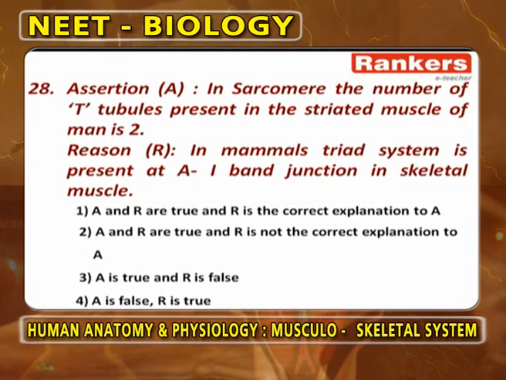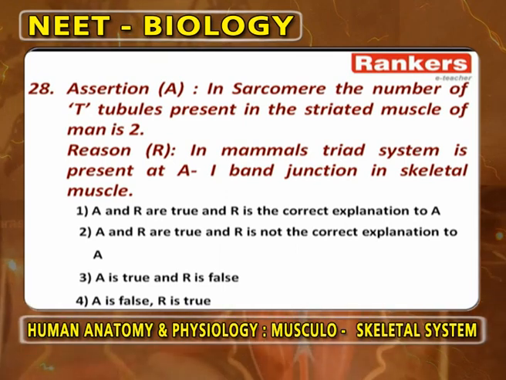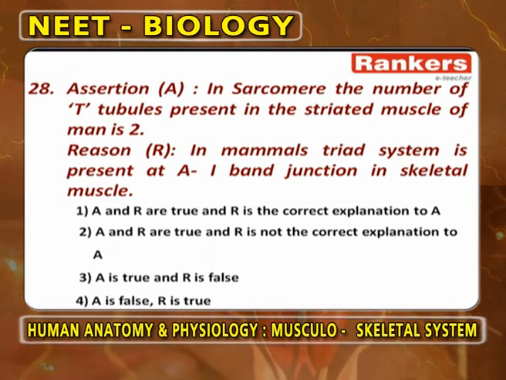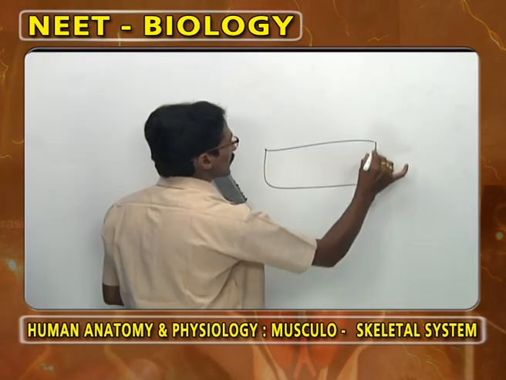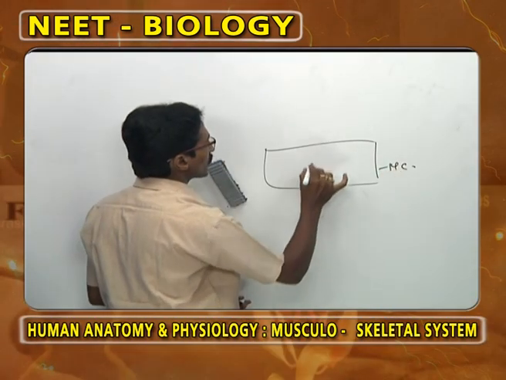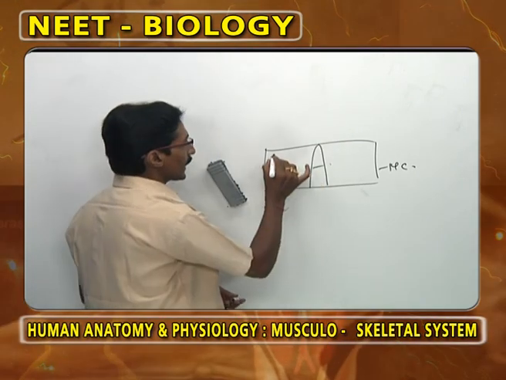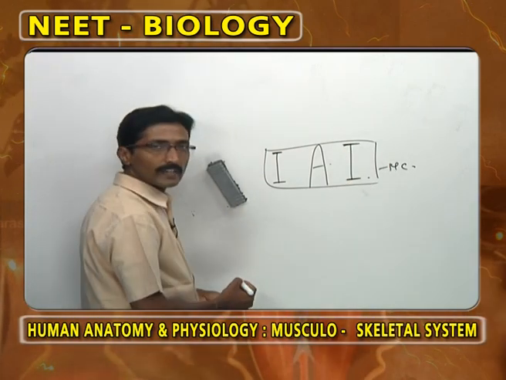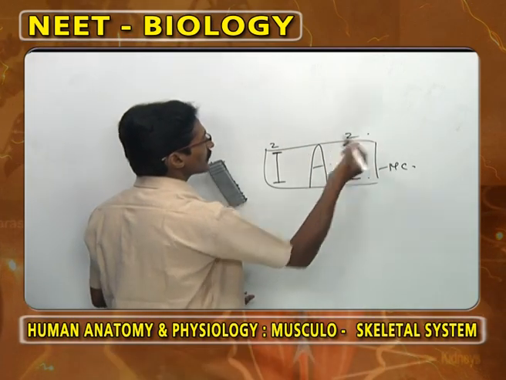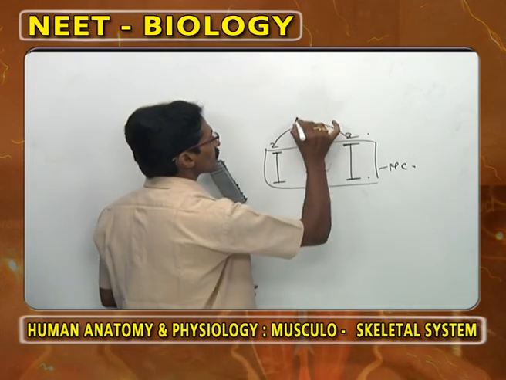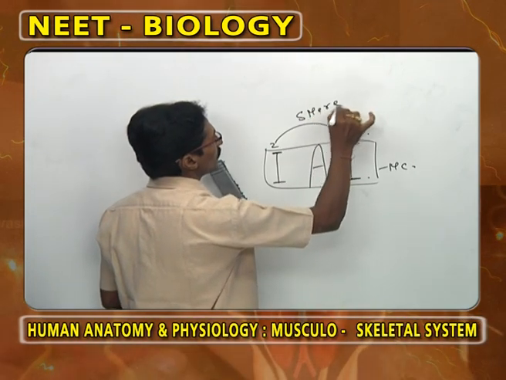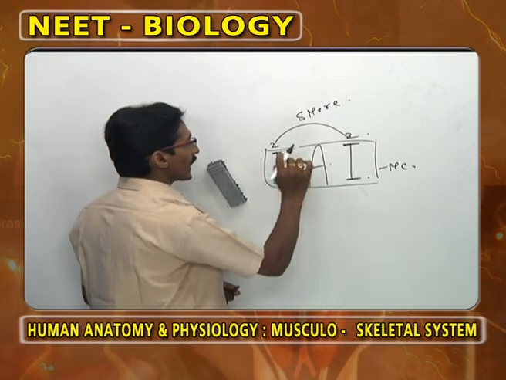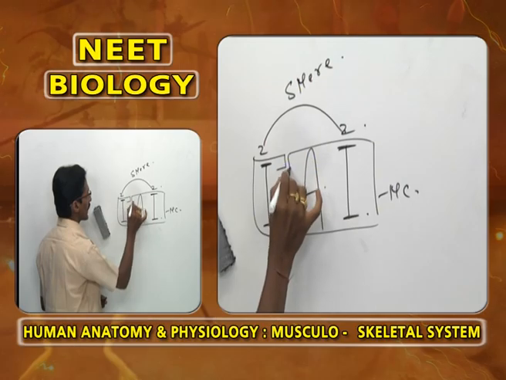In the sarcomere, the number of T-tubules present in the striated muscle of man is 2. Now this one we call the muscle cell, and this one we call the A band. And this one we call the I band. In the center of I, what is present? Z line. Between two Z lines, what is called? The sarcomere. Now, between I and A, what is present?